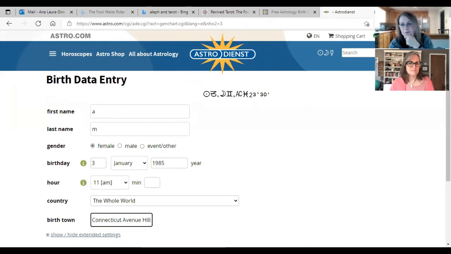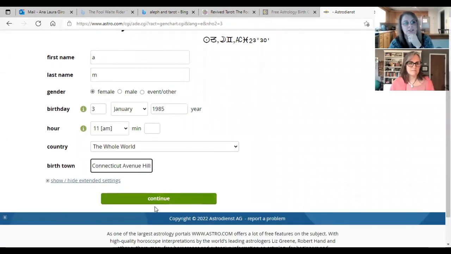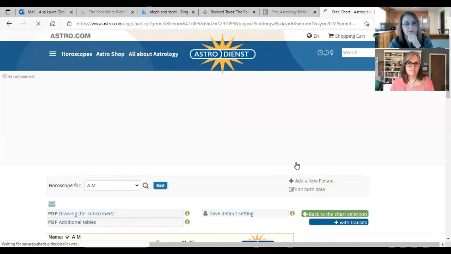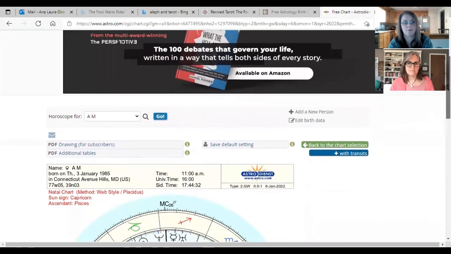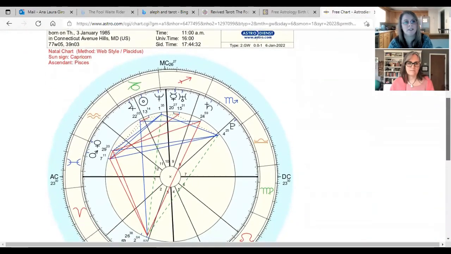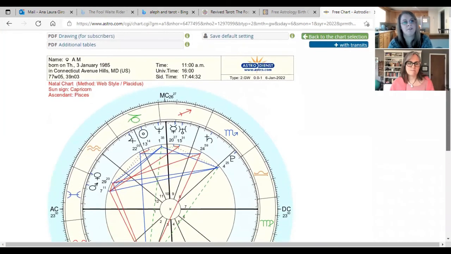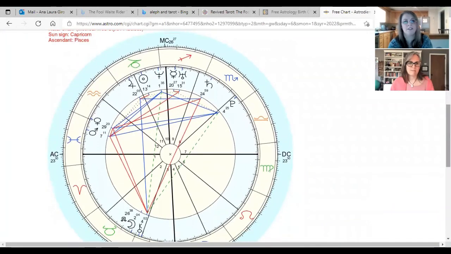That's good enough. And then you go here to continue, and show the natal chart. And here is the chart. One thing that is always recommended to do is go here and double check the information: date of birth, time of birth, and location. And here you have your chart. It's very, very simple.